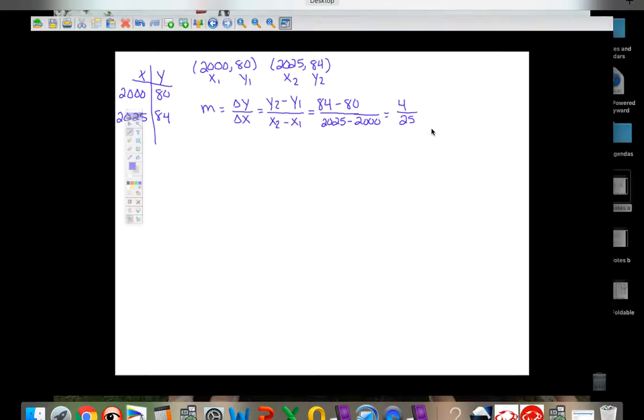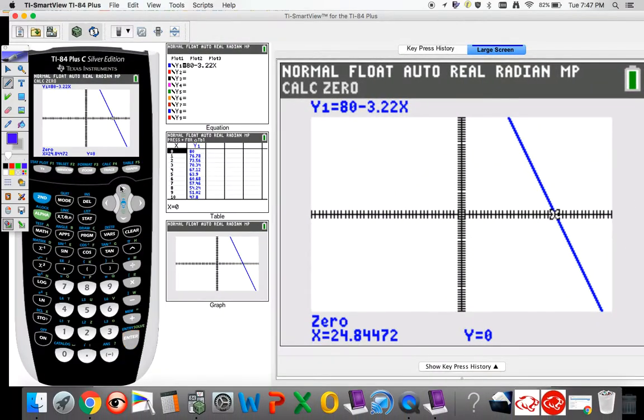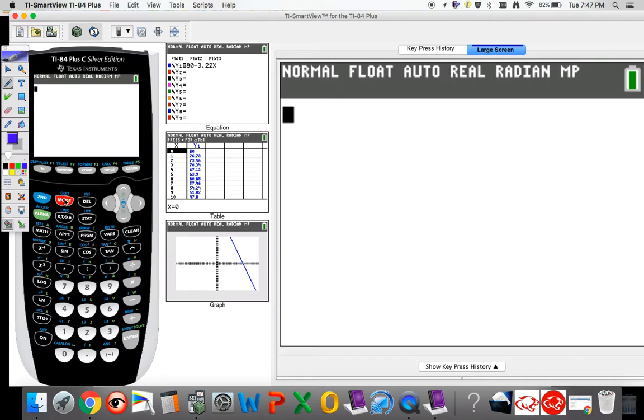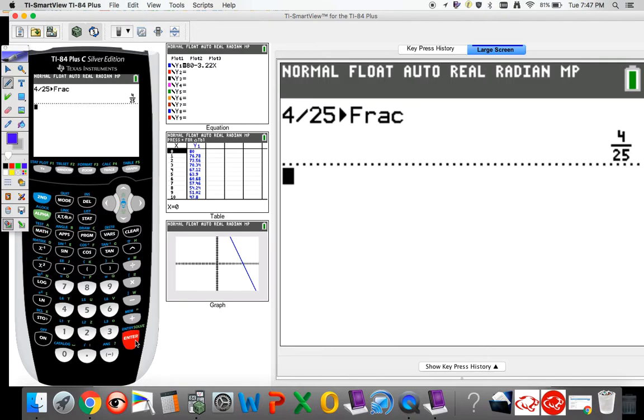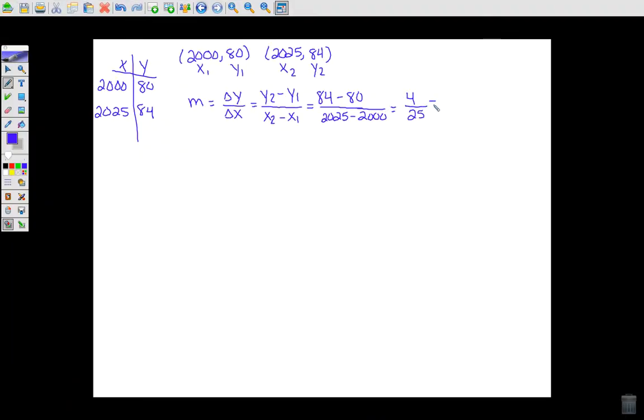Okay, and what we're going to do is pull up our calculator. So I'm going to go back to my home screen. Okay, so we have 4 divided by 25. You can hit math enter to see if that reduces, and you'll notice that it does not. Sometimes they might ask for the decimal, so 4 divided by 25 gives us 0.16. So over here, I'm going to write equals 0.16. So either one of these would be acceptable, 4 over 25 or the 0.16. That's your rate of change.